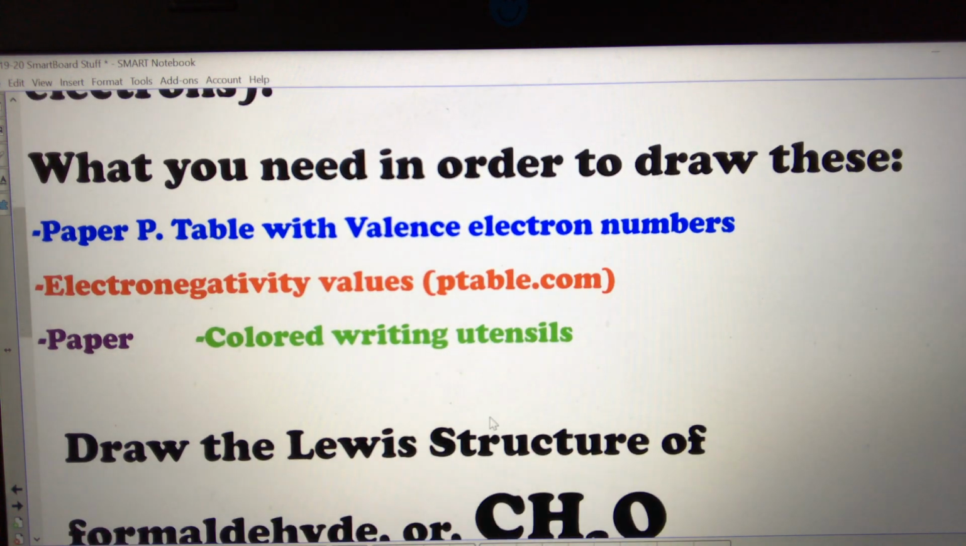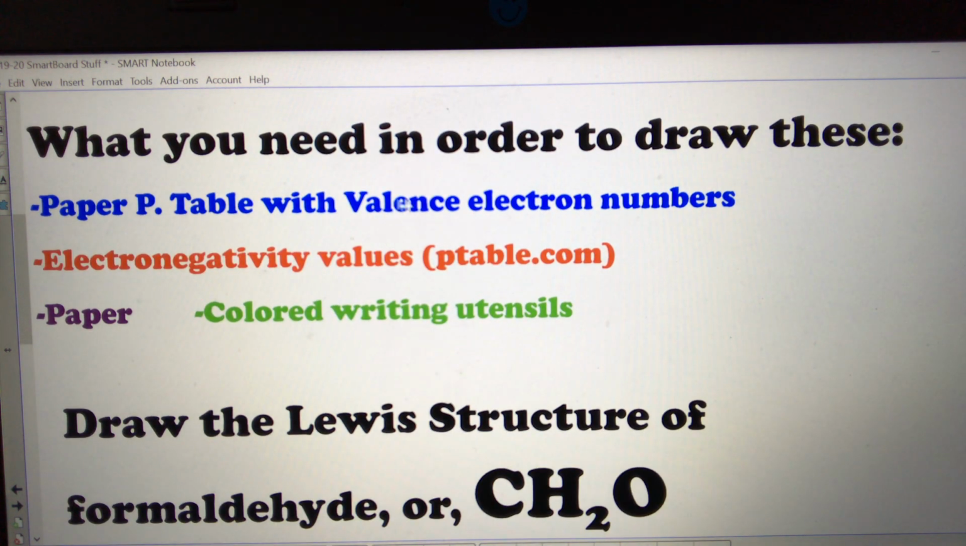To draw these, take a minute. We need a paper periodic table with the valence electron numbers on them, your online periodic table with electronegativity values, which helps us figure out where the center atom is in our molecule, some scratch paper or notebook paper, and colored writing utensils. I like using different colors to show different things. Again, be organized, be clear, be clean. If you're really messy and you draw things all over the place, it's going to look like a mess.